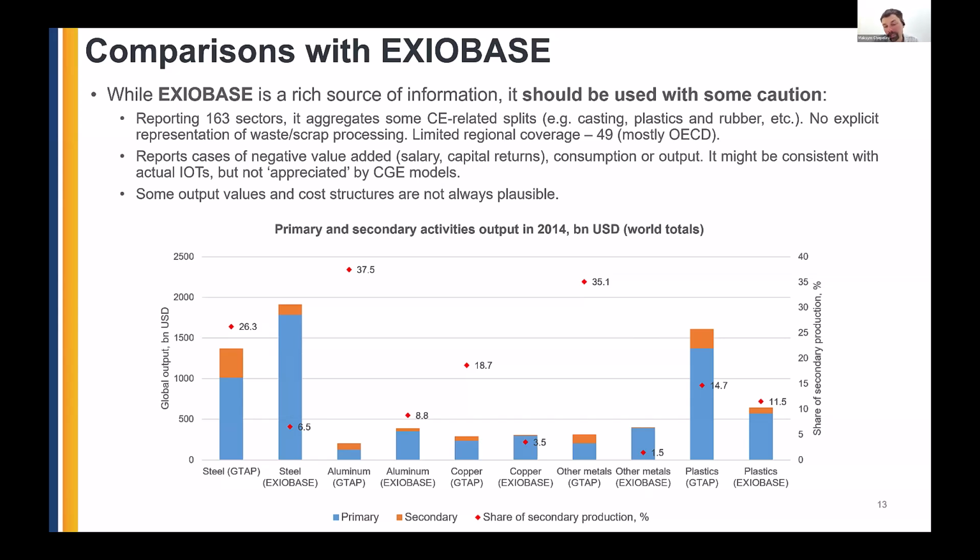But the implication of these relatively low shares in Exiobase is that, for instance, if one would use Exiobase to simulate an increase in secondary production shares to a specific level, then obviously much more substantial effort would be needed to increase aluminum share to 50% in case of Exiobase compared to GTAP, and obviously the corresponding cost of the move would be also much higher. So this is one particular implication from this comparison.